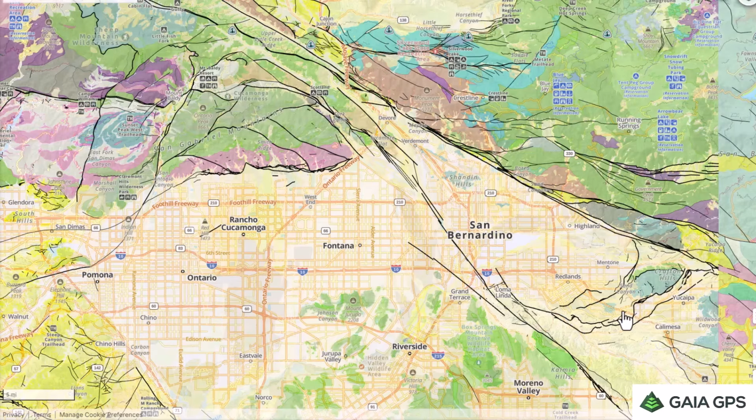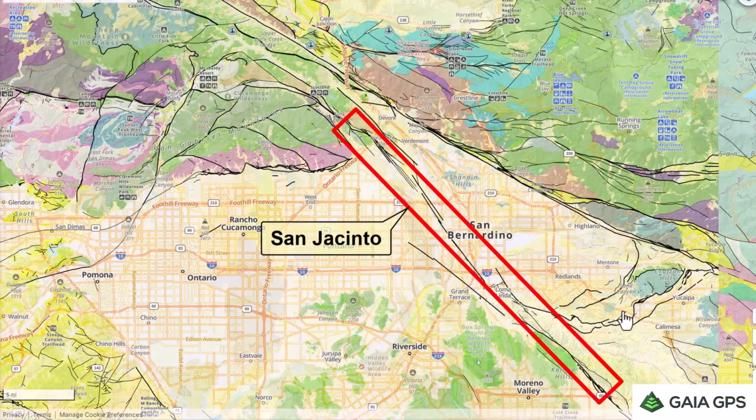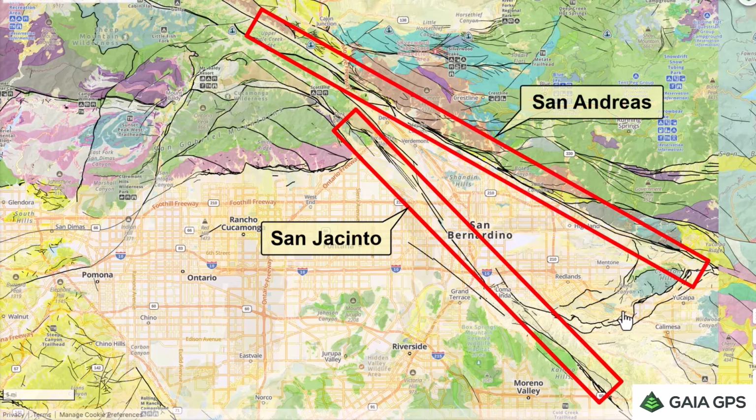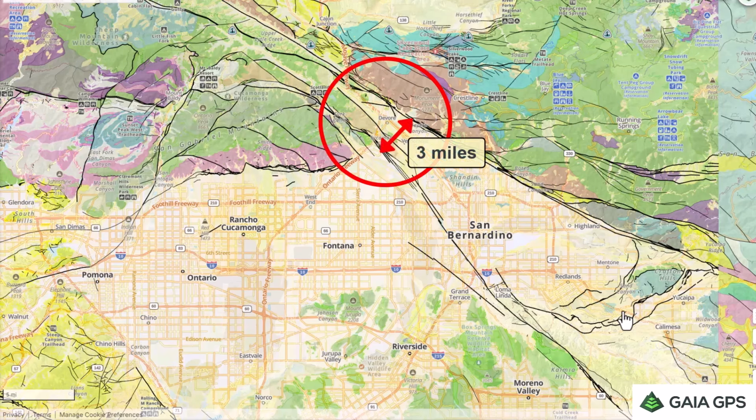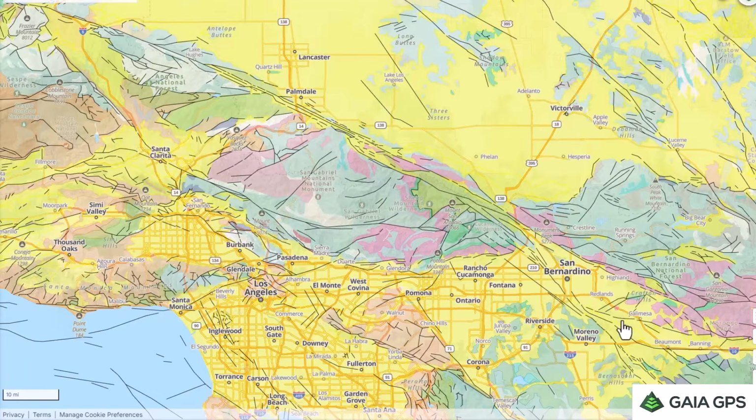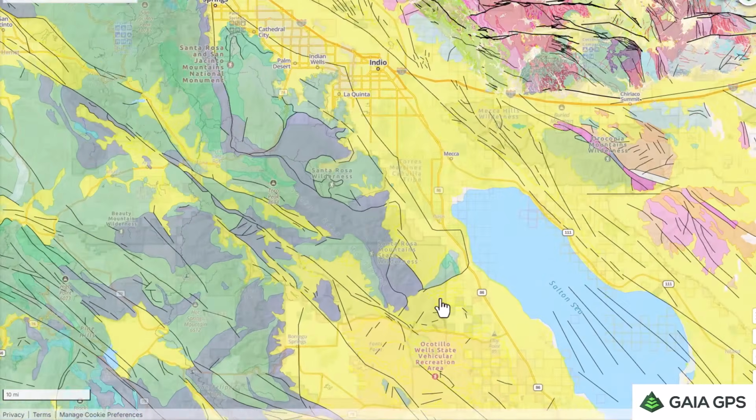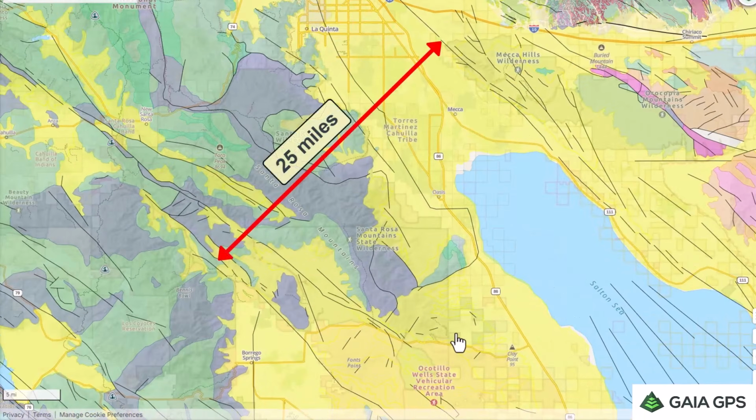As you'll see on this map, the San Jacinto sort of parallels the San Andreas. It's closer at its northern end, just 3 miles apart at the bottom of the Cajon Pass, whereas at its southern end, it's 25 miles apart between the town of Anza and Coachella Valley.